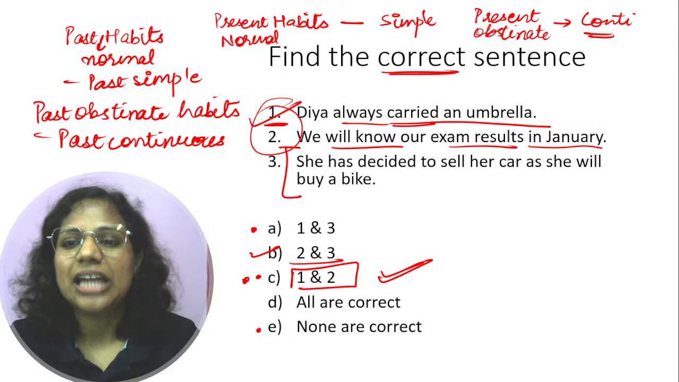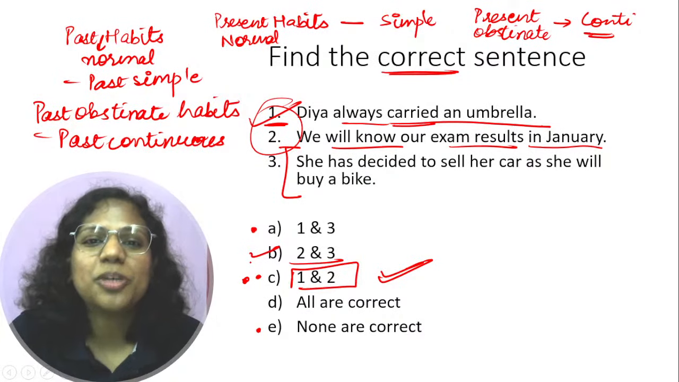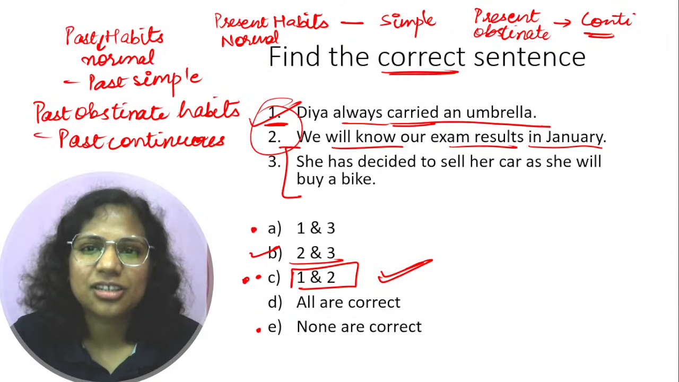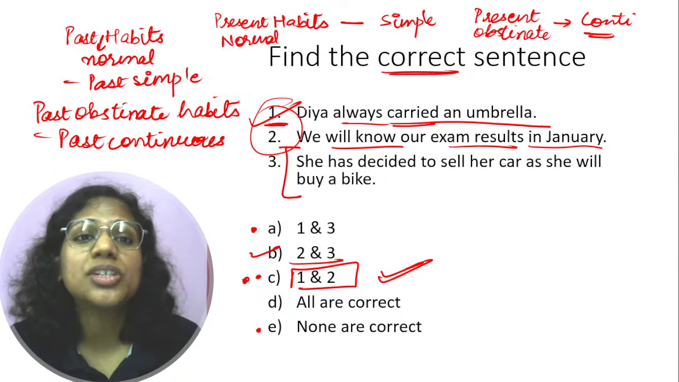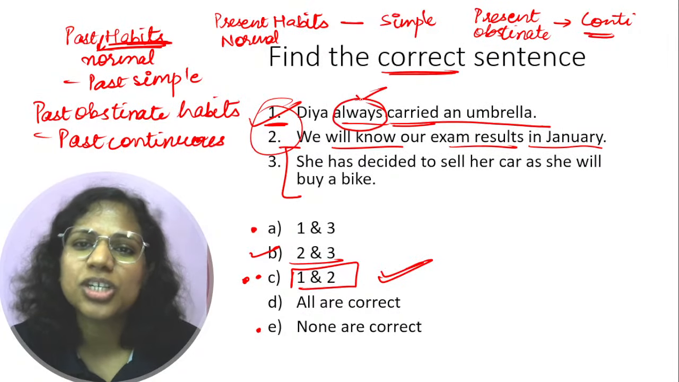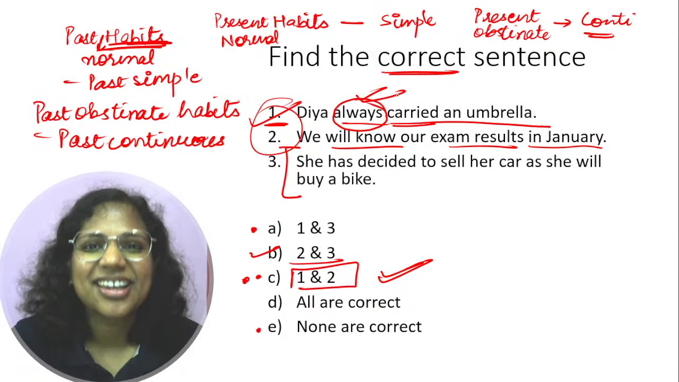She has carry क्यों नहीं? Carry भी गलत नहीं है. But my point is carried भी गलत नहीं है. Okay. For a past normal habit, you can use the past simple tense. So they are always carried an umbrella. Some of you might be thinking, why have I not used a time point? Because it's a habit. Habit के साथ अगर मैंने always use कर दिया, that's enough. Okay.